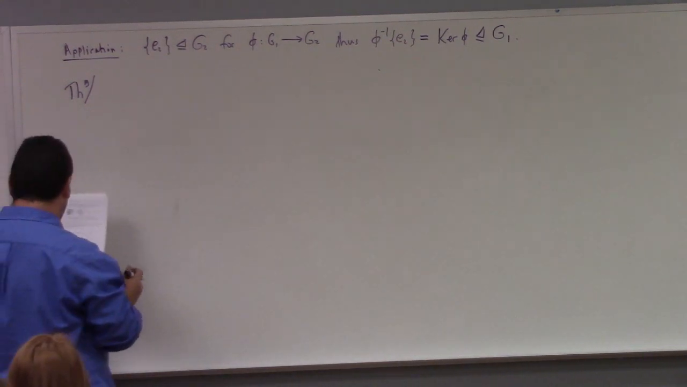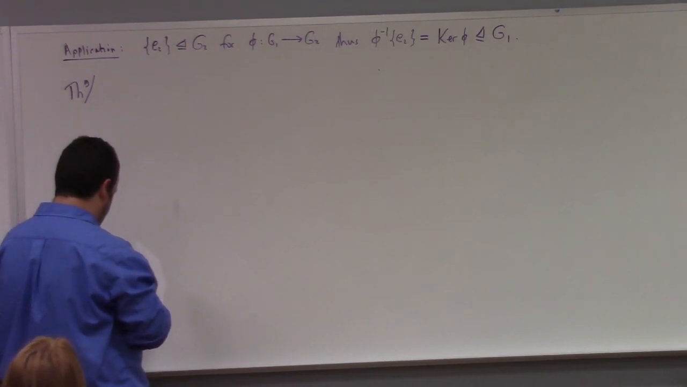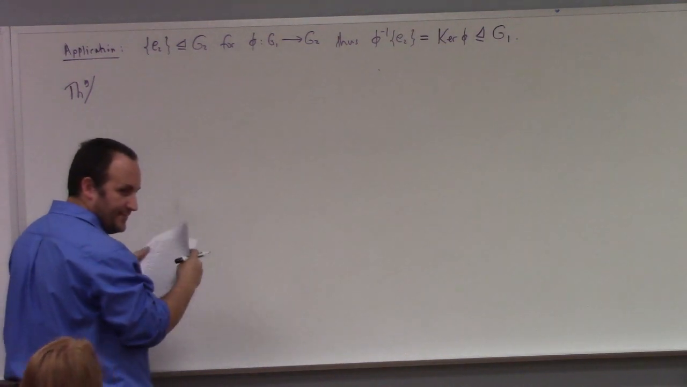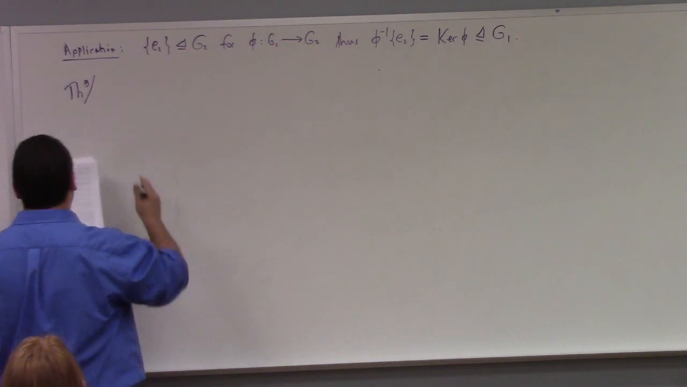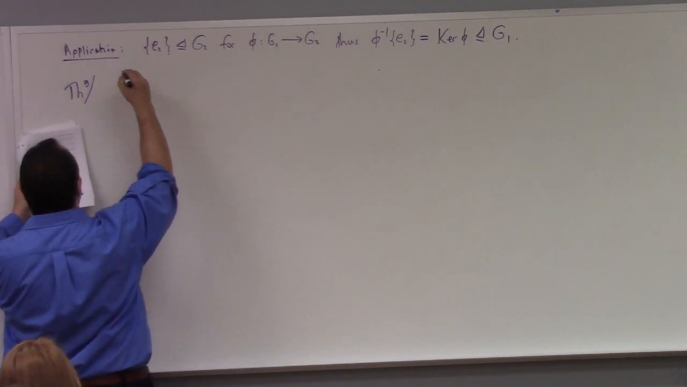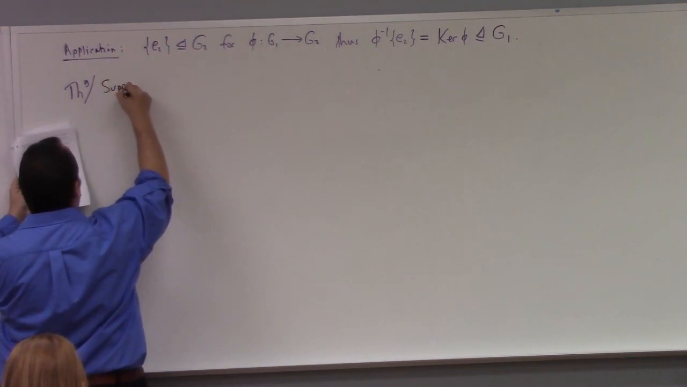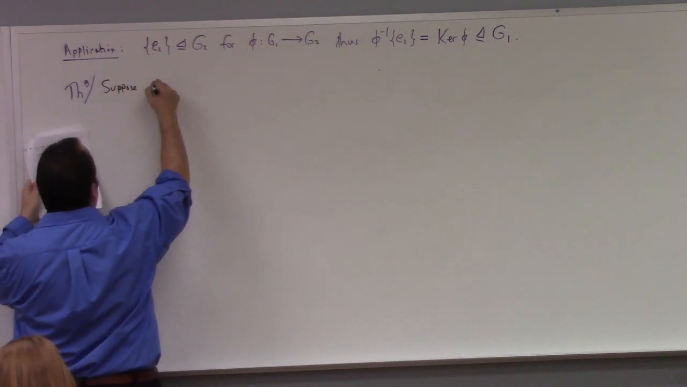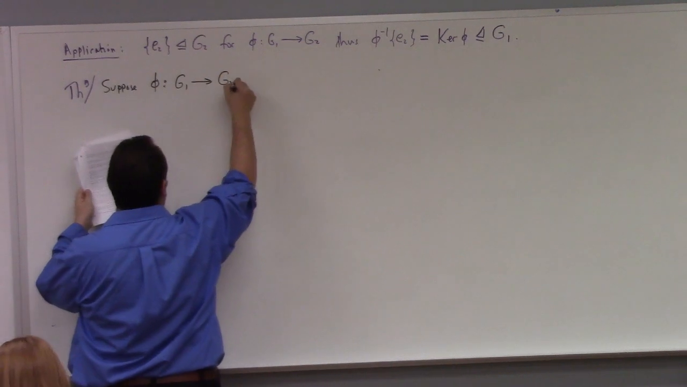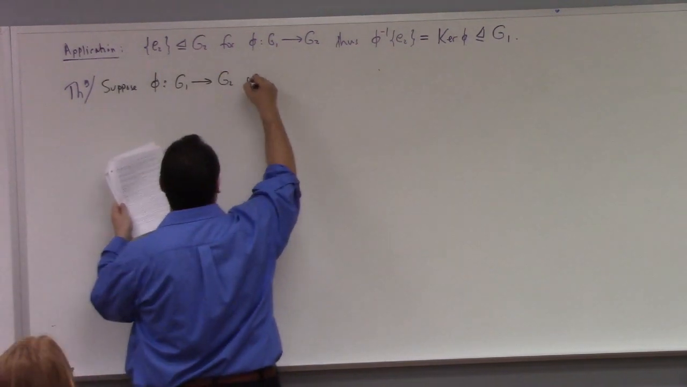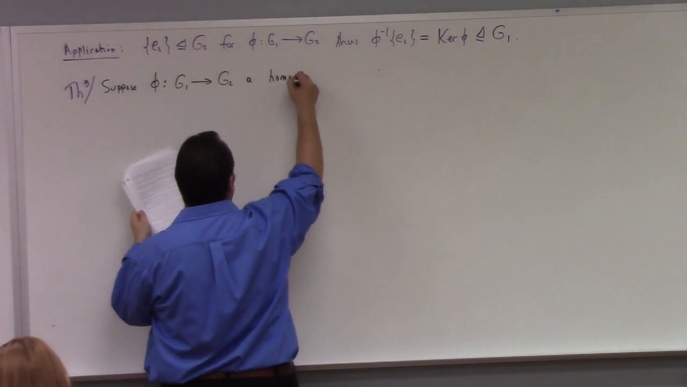Theorem. All right. So this is theorem 3.5.7. Suppose phi is a homomorphism from G1 to G2. All right? Homomorphism of groups.